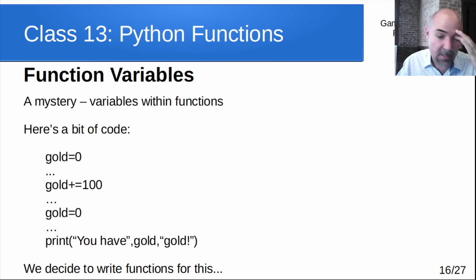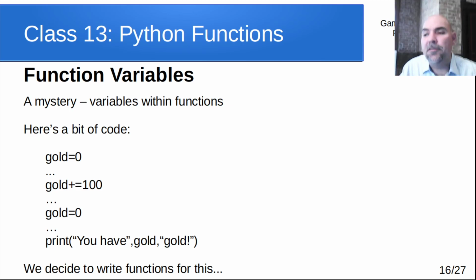Okay, I'm back. Let's look at the way variables inside of functions work. And there's a little bit of a mystery here that we're going to solve. So here's a little bit of code. Let's say we wrote our code where we have this gold variable. We set gold equal to 0.